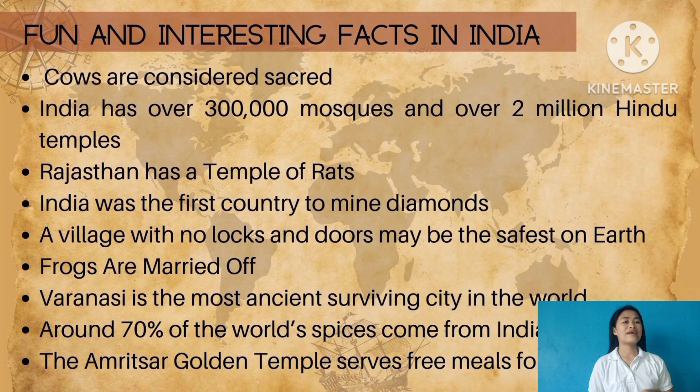So next slide is the fun and interesting facts about India. First, cows are considered sacred. Why are cows considered sacred among Hindus? Because the cow is the favorite animal of Lord Krishna, and they serve as a symbol of wealth, strength, and abundance. So who is Lord Krishna? Lord Krishna is the god of protection, compassion, tenderness, and love, and is one of the most popular and widely revered among Indian divinities.